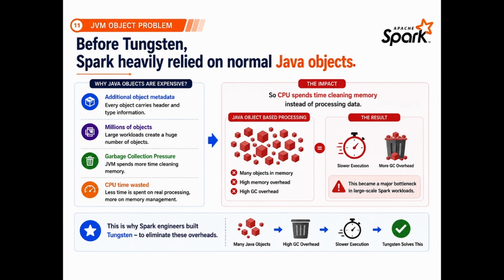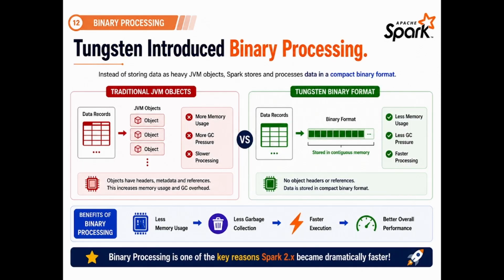So now that we understand the problem clearly, let's see how Tungsten solves it, starting with binary processing. Pillar 1, binary processing. Instead of wrapping every row in a JVM object, Tungsten stores data in raw binary format, directly in memory. Think of it like this. A JVM object is like shipping a book in a giant box full of bubble wrap. Binary format is the book itself. No box, no padding, just the content. Less space, faster to move, easier for the CPU to read. This single change dramatically reduced memory usage and garbage collection.